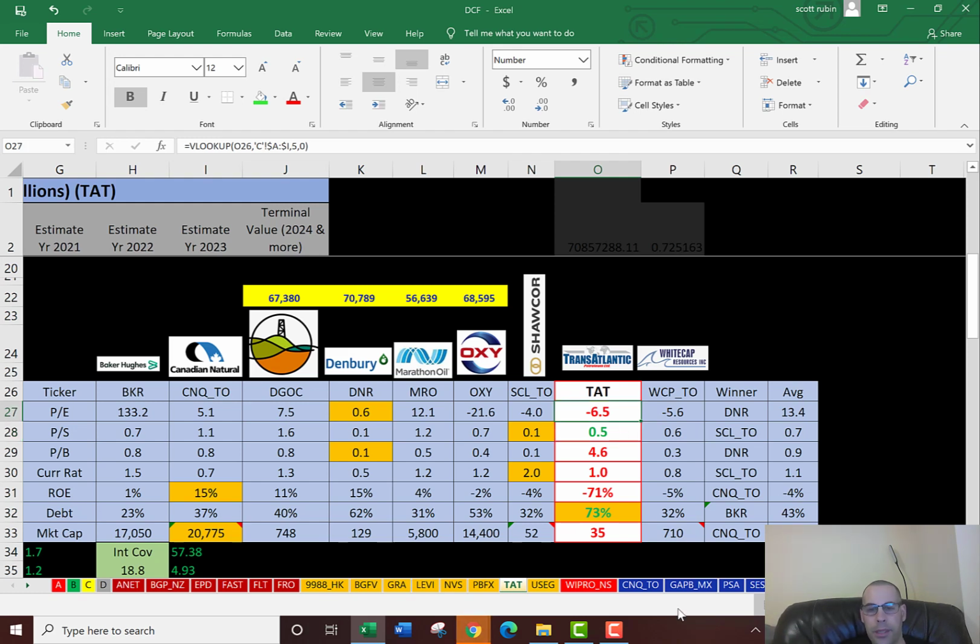They're a really small company, only 35 million market cap. So they do have a lot of room to grow. This could be a really good long-term play, or it could be a bust.